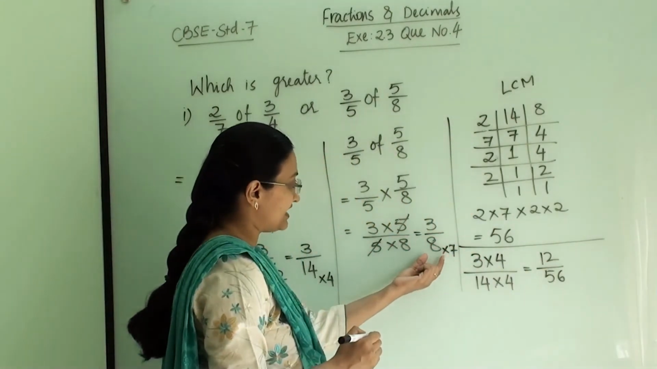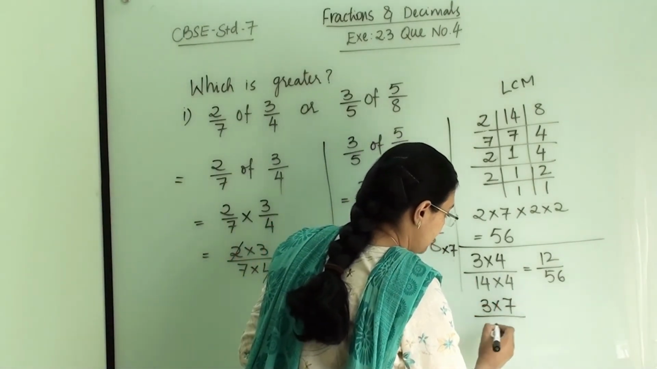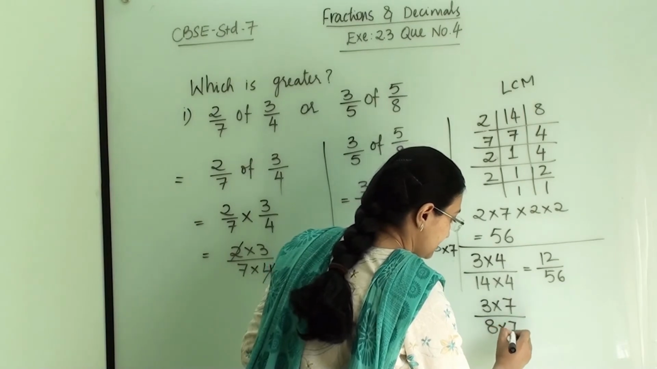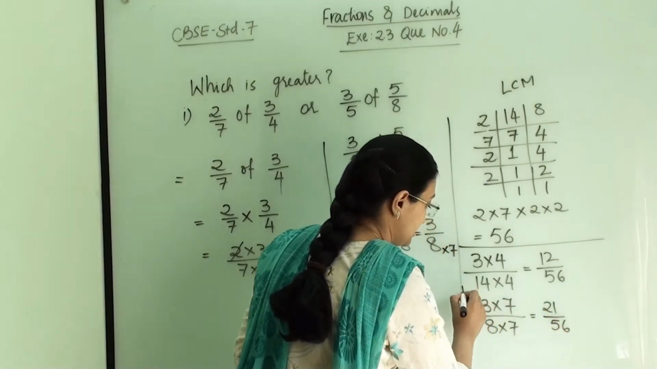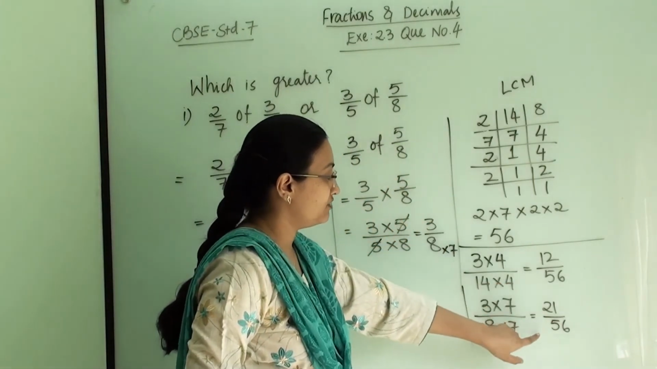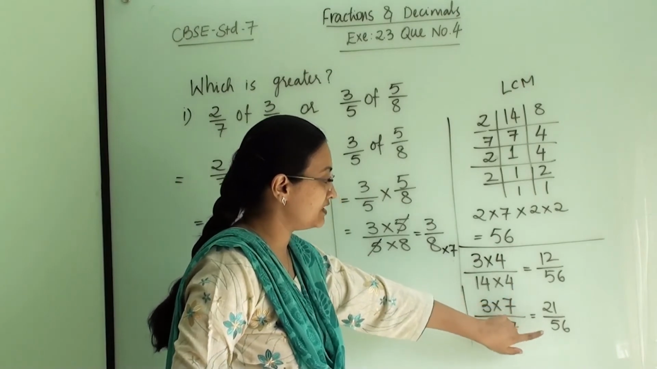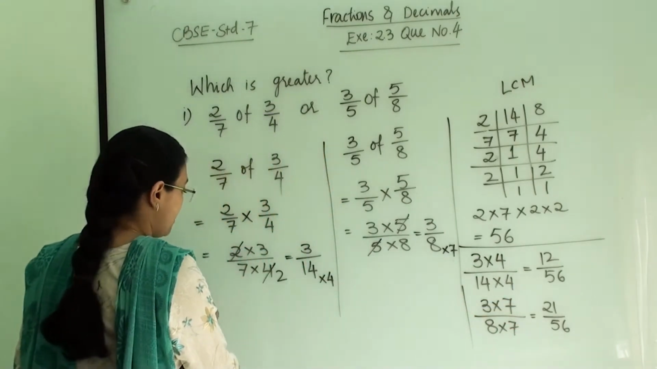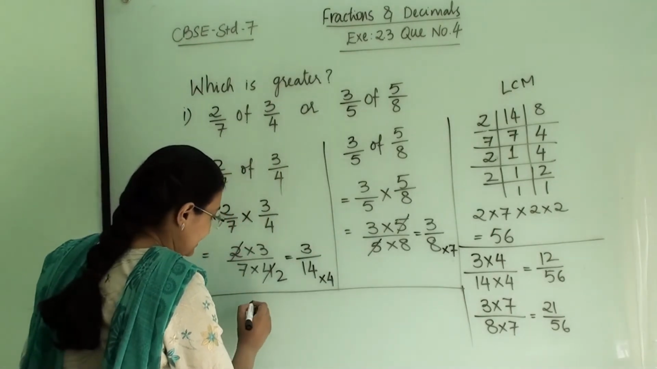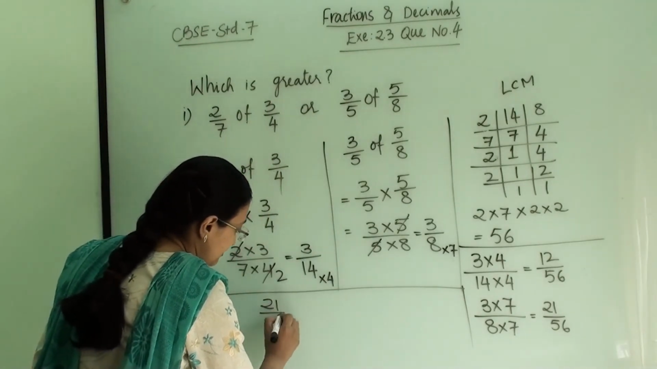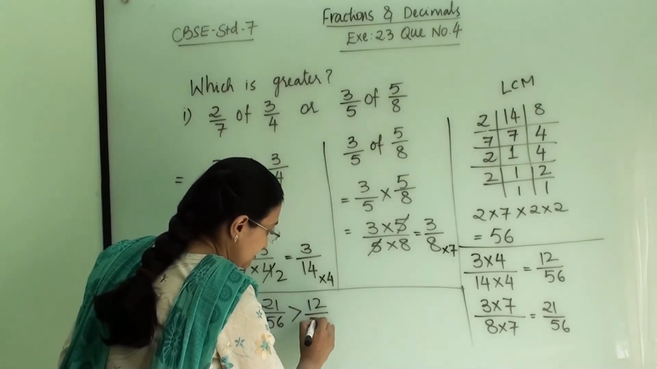Now what about the second term? That is 3 into 7 divided by 8 into 7. So we will get here 21 divided by 56. So these two are our final answers, that 12 divided by 56 and 21 divided by 56. So now let us compare them. So after comparing them, we will get that 21 divided by 56 is greater than 12 divided by 56.